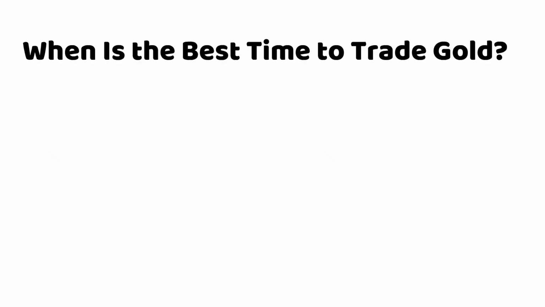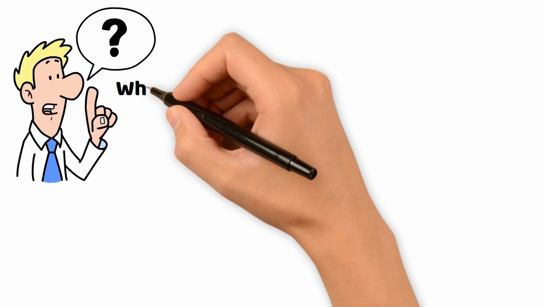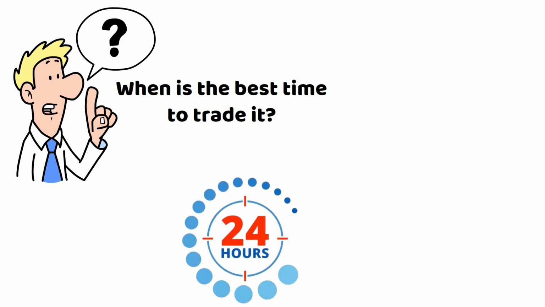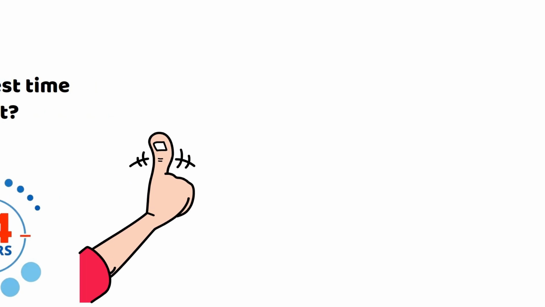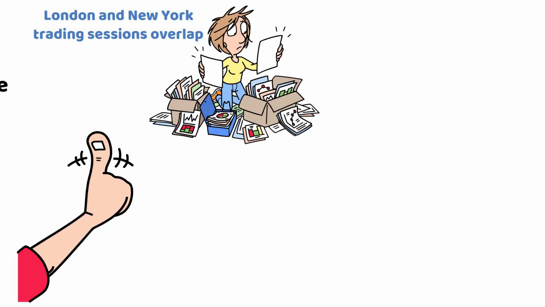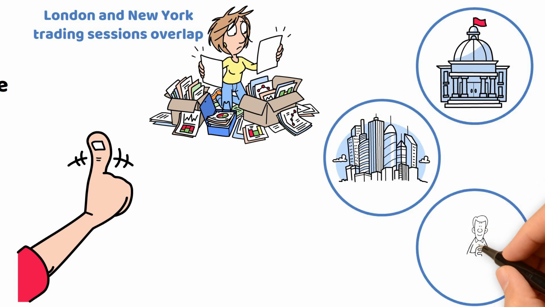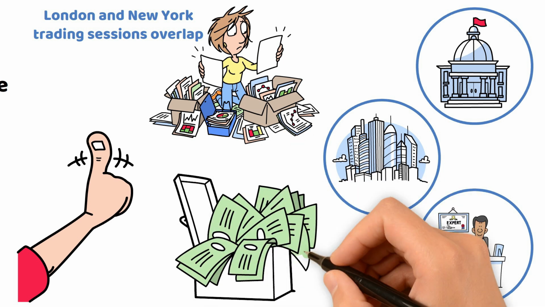When is the best time to trade gold? Now that you know what moves gold, let's answer another important question. When is the best time to trade it? Gold is traded almost 24 hours a day during the weekdays, but not every hour is equally active. The busiest time is when the London and New York trading sessions overlap. This is when major banks, institutions, and professional traders are all active, creating higher trading volume and bigger price movements.